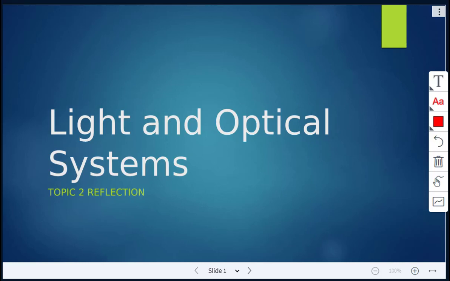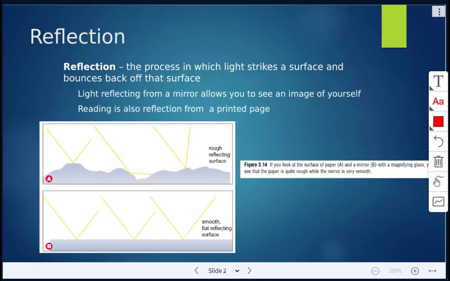All right, today's lesson for our unit, Light and Optical Systems, is on topic 2, which is on reflection, but it will be broken up into 2 lessons. All right, so reflection, this is the process in which light will strike a surface and then bounce back off that surface. So for example, light reflecting from a mirror allows you to see an image of yourself. When you're reading, this is also reflection from a printed page.